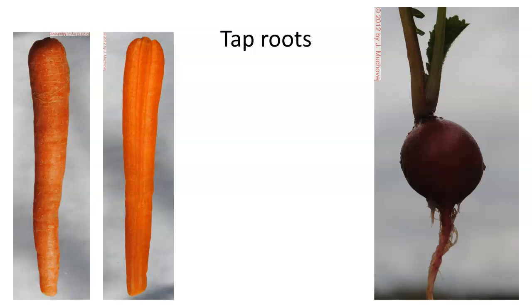We have what we call taproots. Taproots go down into the soil. We've got a carrot on the left-hand side. We've got a beet on the right-hand side. These are also used a little bit for storage, and we tend to eat some of these different kinds of taproots because they do tend to have stored food in them.